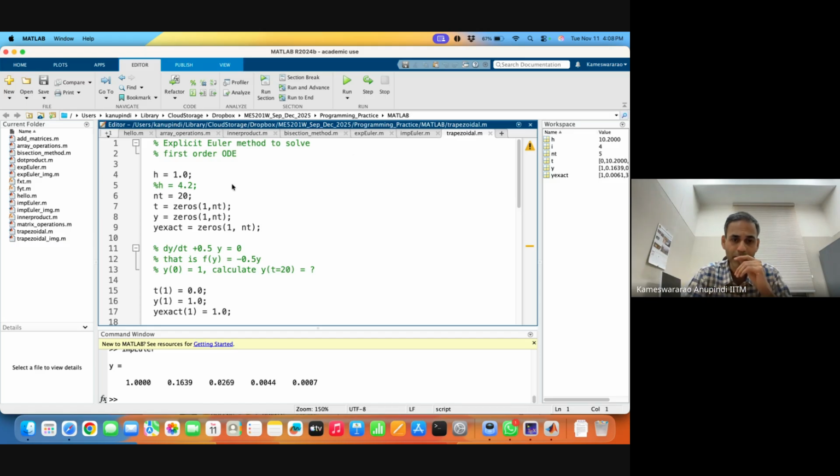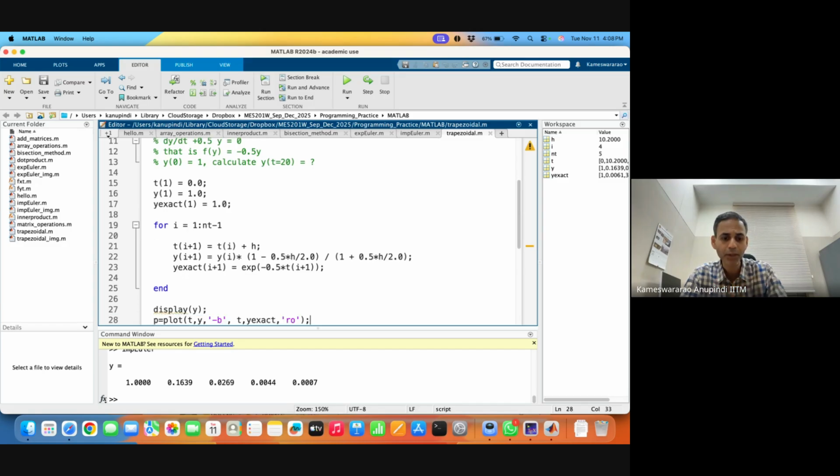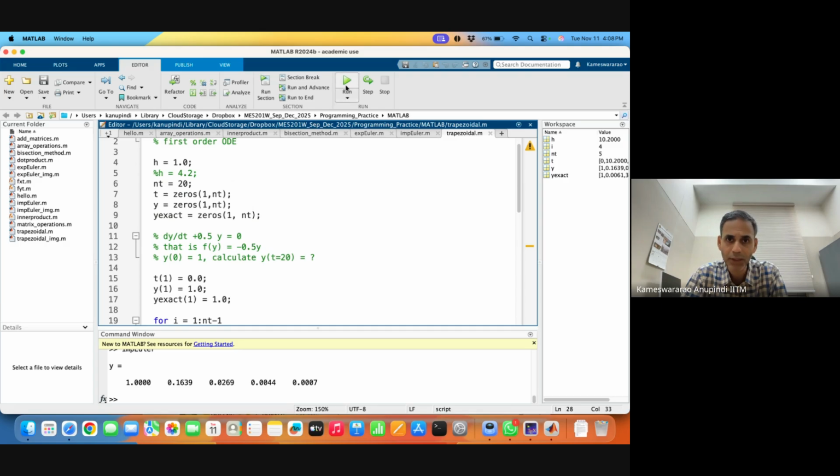Okay, so again we have pretty much the same code here, except for the line where y i plus 1 is calculated. As you recall, y n plus 1 equals y n times 1 plus lambda h by 2 divided by 1 minus lambda h by 2. And in this case, our lambda itself is minus 0.5. As a result, we got 1 minus 0.5 h by 2 in the numerator and 1 plus 0.5 h by 2 in the denominator. So the rest of the code is the same. So I'm going to again run this for 20 steps and then see how the result is going to be.